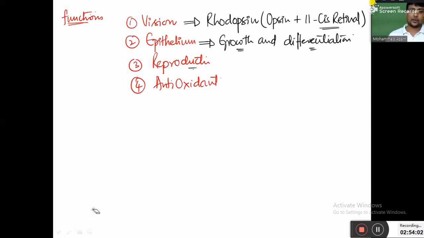And the last and final thing, vitamin A is a very good antioxidant, guys. I hope you already know about the function of antioxidant. Antioxidant means what? What is the meaning of antioxidant? Which removes the free radicals from our body, from our cells. You know, free radicals are very dangerous. They're actually damaging your cells.